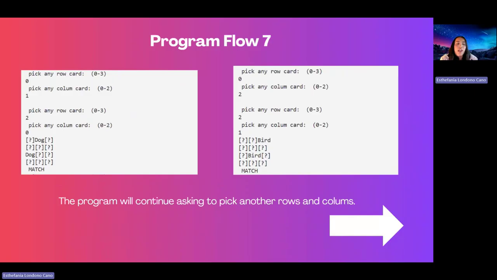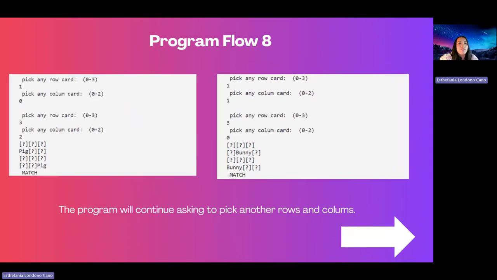You can see from our left picture and the right picture, the user is picking different numbers to find the match. As we can see, he picks 0, 1 for the first card, 2, 0 for the second card. So he found dog and dog. That's our second match. For the right picture, the user picks 0, 2 for the first card, 2, 1 for the second card. As we can see, bird and bird, so that's our third match.